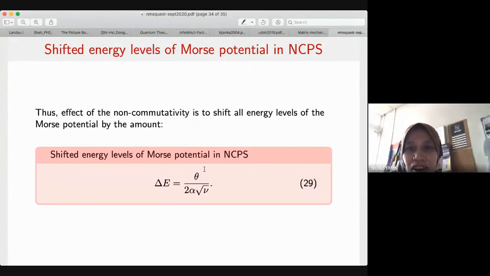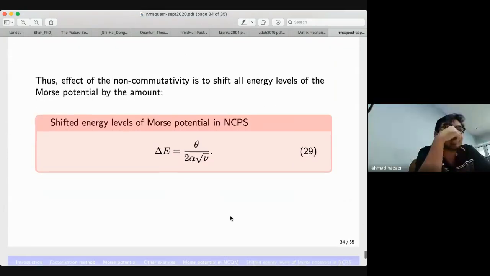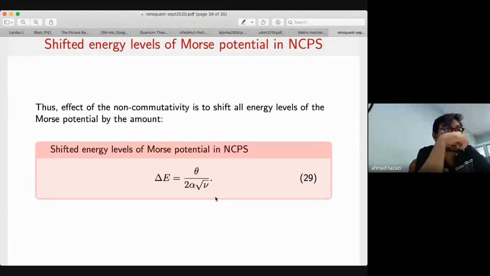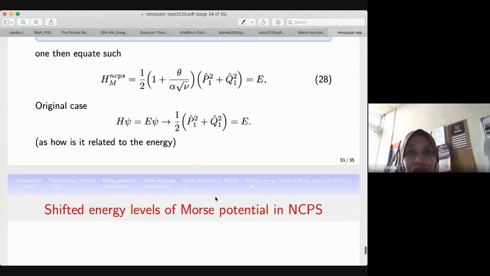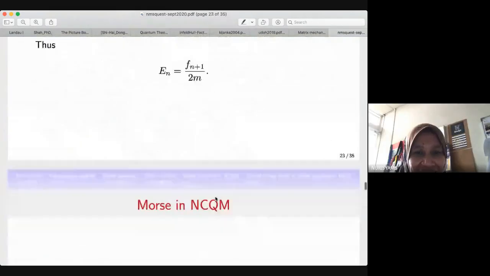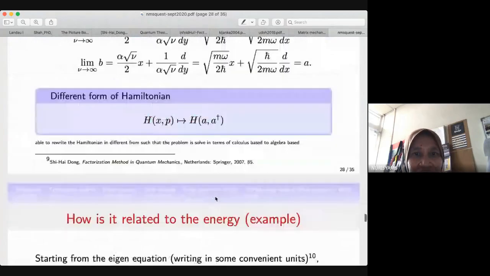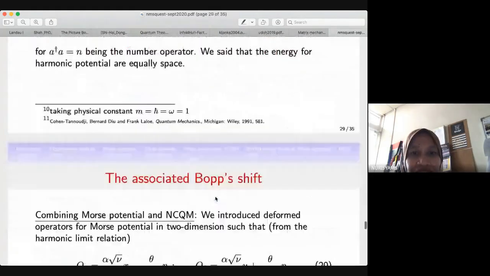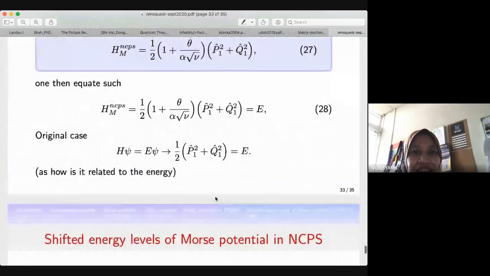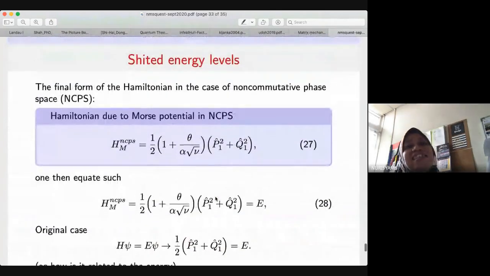Any comments or no questions? I guess that's... what do you call it? The title is a typo, right? Typo? That is a shift, not shifted energy. Oh, okay. Typo in the title, shifted energy levels? Oh, where is it? Oh, yes, thank you.